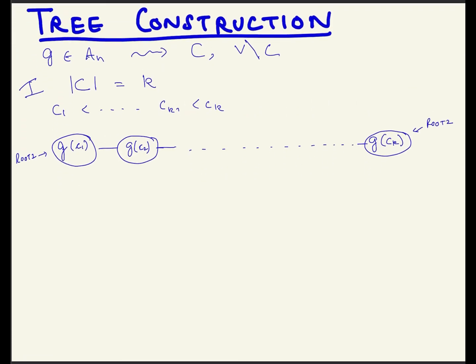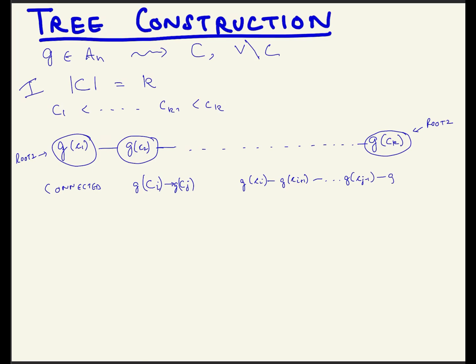Now the question is, is this connected? As in, if I have to find a path between G of Ci and G of Cj, because those are the nodes in this graph, then what do I do? And the answer is simple. You just go from G of Ci to G of Ci plus 1, and so on to G of Cj minus 1, and then G of Cj. But that just proves that this graph is connected.